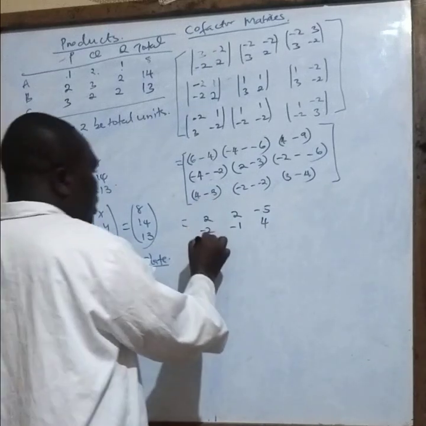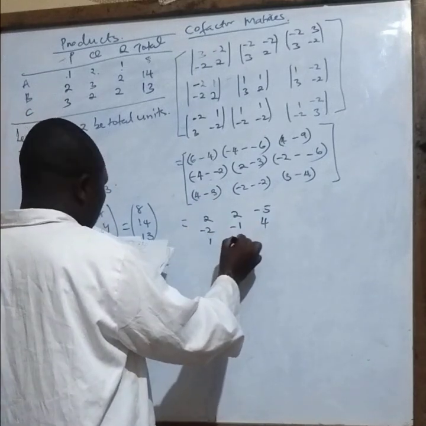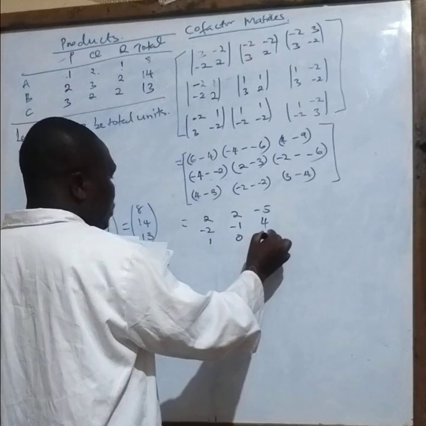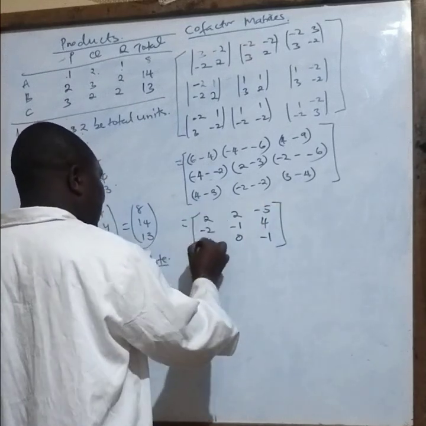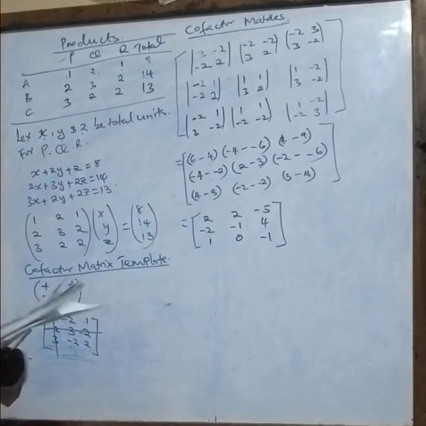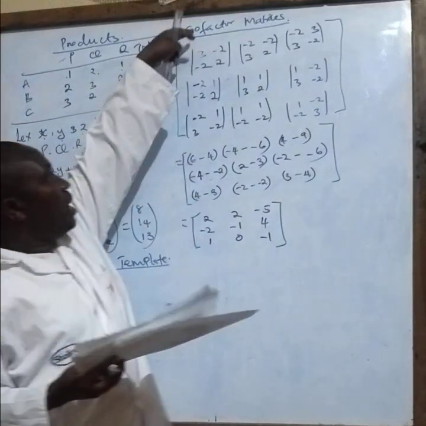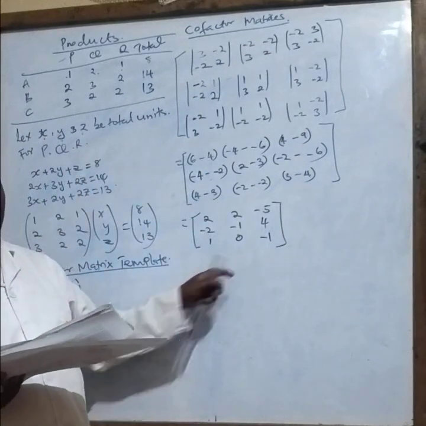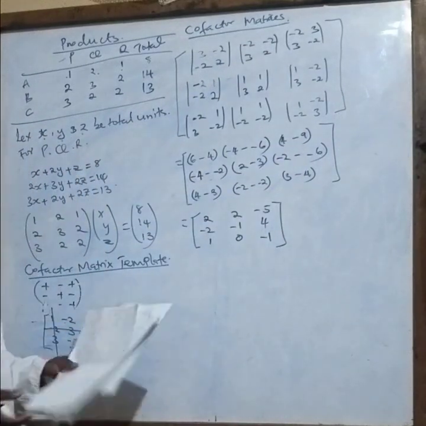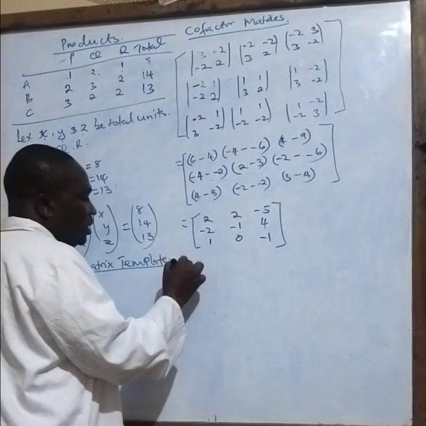Correct? Then this one will give you 1. This one will give you 0. And this one will give you negative 1. So this is your matrix. This is now the cofactor matrix. After expanding like this, you will now arrive at that. The second step is to determine what? The determinant. Get the determinant.